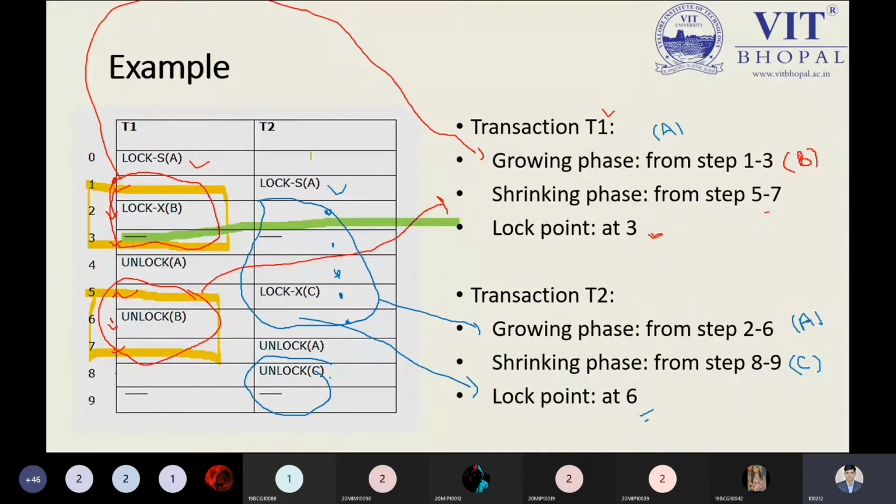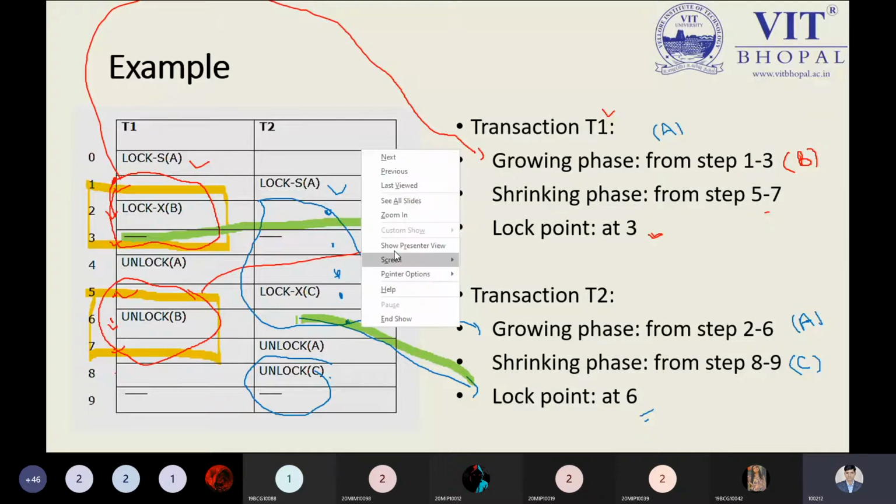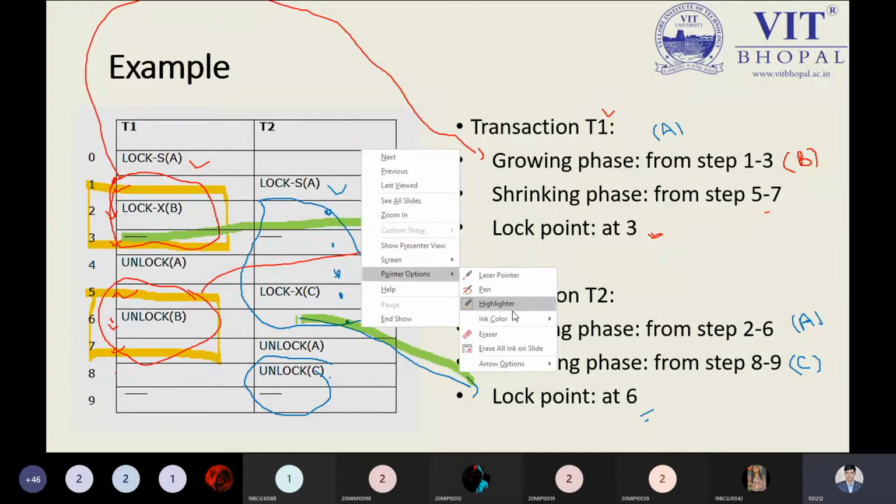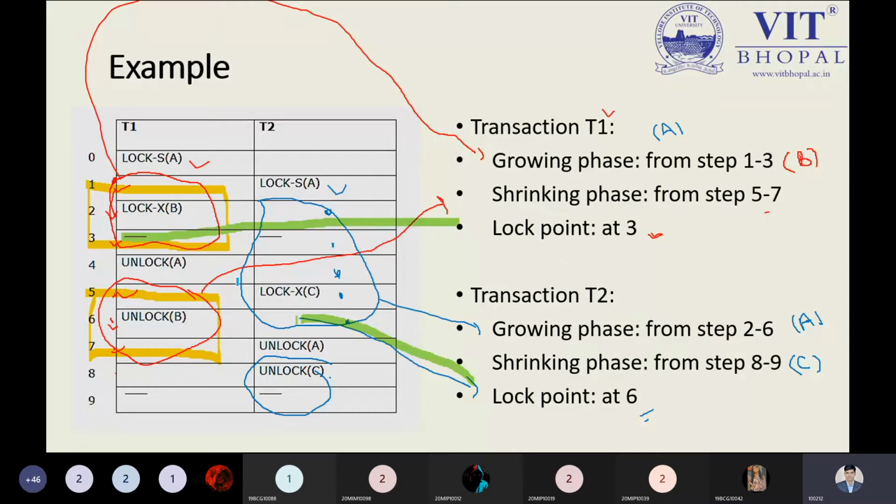Same, we can observe over here. This is the lock point. This is the lock point 6. Because after this lock, we have a lock point. So the instructions that belong to that part we will consider in this part. So lock XC. So this is the growing phase.